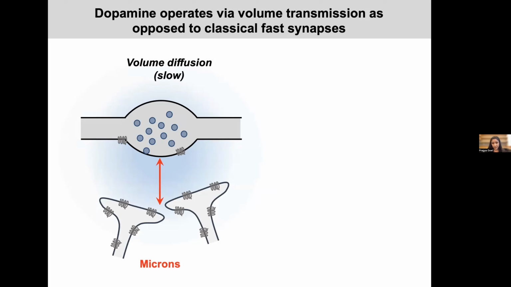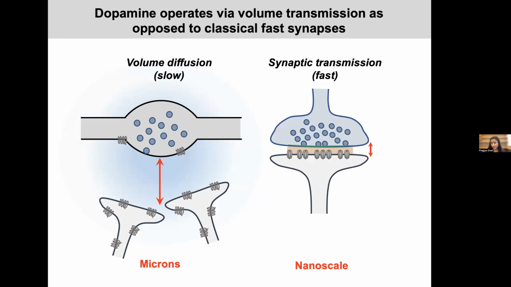And this is in stark contrast to fast classical synapses, where release is specialized at presynaptic active zones directly opposed to postsynaptic ionotropic receptors, with a tight alignment at the scale of nanometers in order to achieve rapid and precise signaling. So the very nature of transmission by diffusion for dopamine suggests that this kind of signaling structure, with a tight spatial organization that underlies fast transmission, might be dispensable.